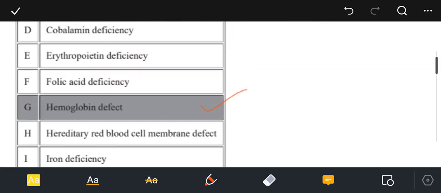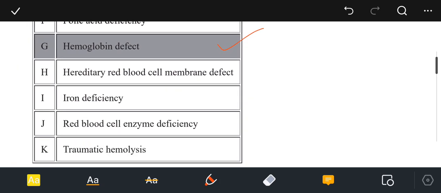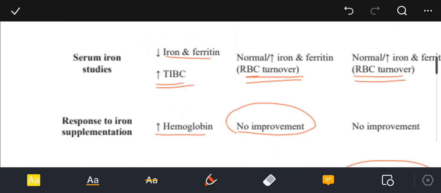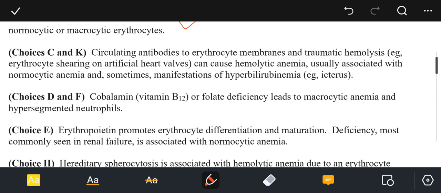The choices C and K, that is circulating anti-red blood cell antibodies, and K was traumatic hemolysis. None of them were the options of choice because circulating antibodies to the erythrocyte membrane and traumatic hemolysis, for example, erythrocyte shearing on artificial heart valves, can cause hemolytic anemia, usually associated with normocytic anemia and sometimes manifestations of hyperbilirubinemia, for example, icterus.